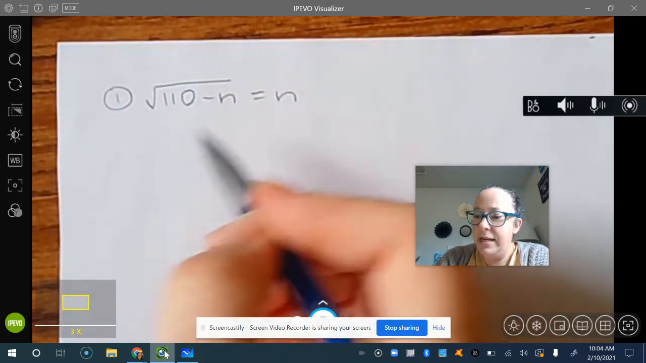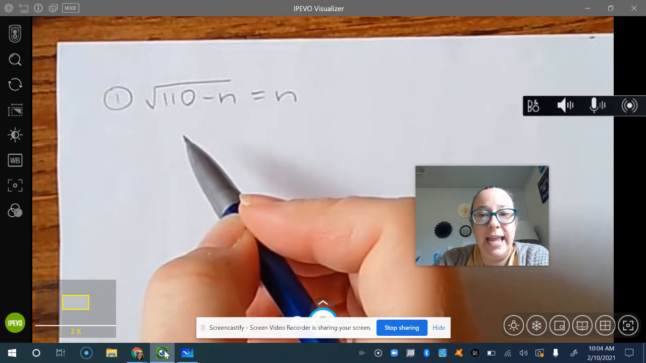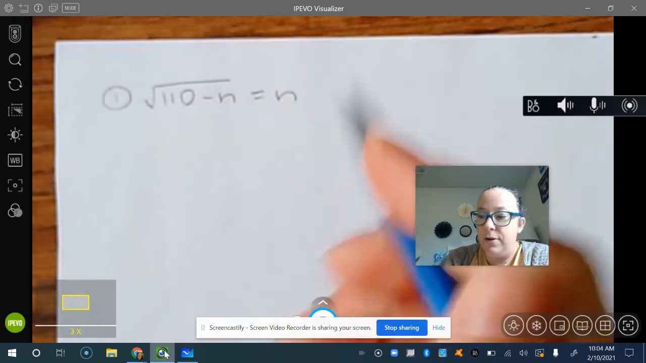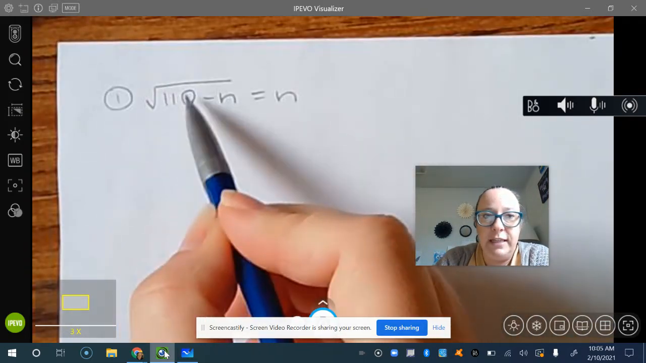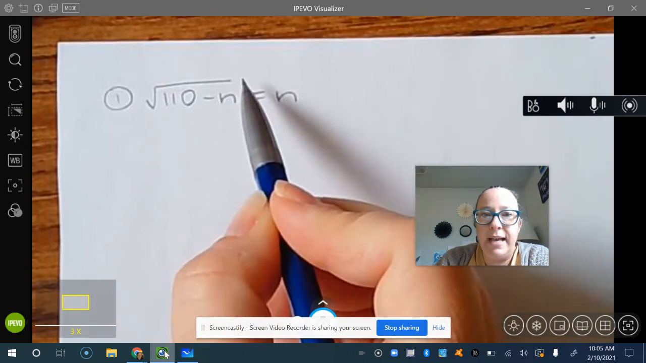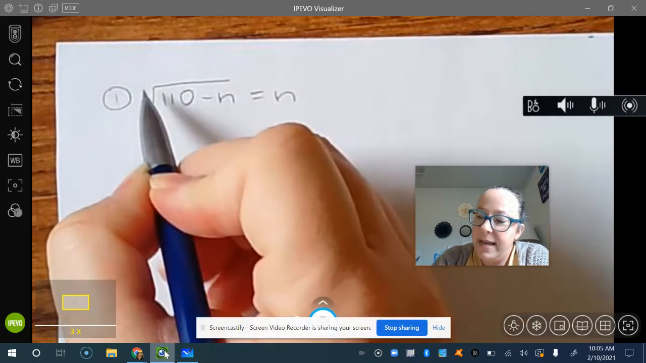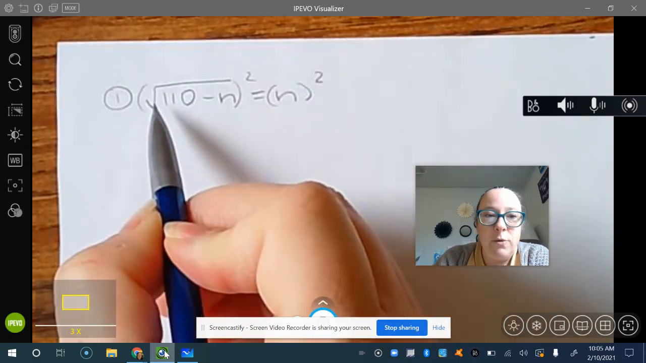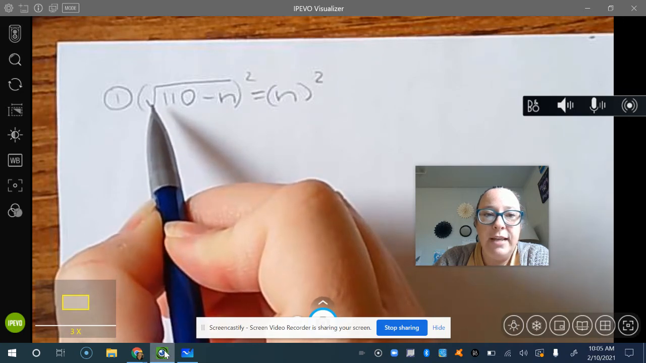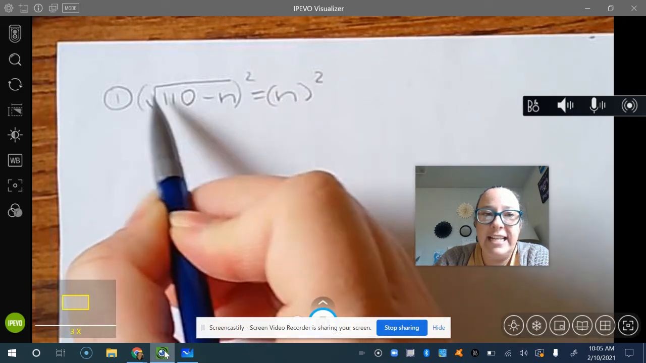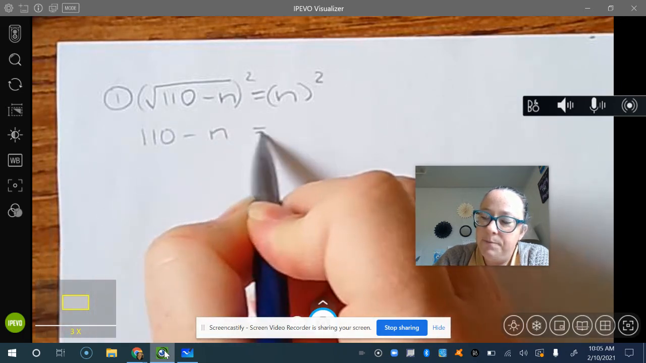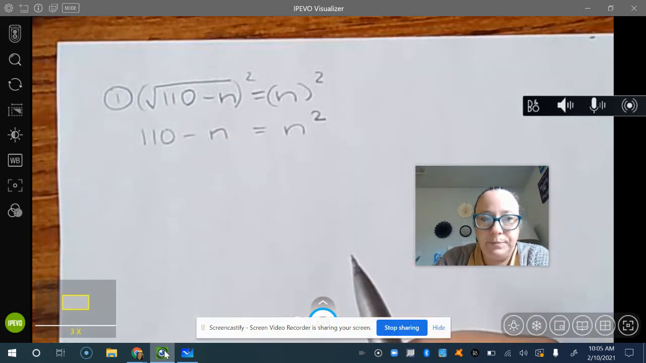All right, so what am I going to do? Well, step one, we need to isolate the radical expression, which it is. It's by itself. Like if there were a +1 out here or a -3, I'd have to get rid of it. But it's by itself. So I go and I square both sides. Now, when you take the square of a square root, it just negates that square root. So we're left with 110 minus n equals n squared.